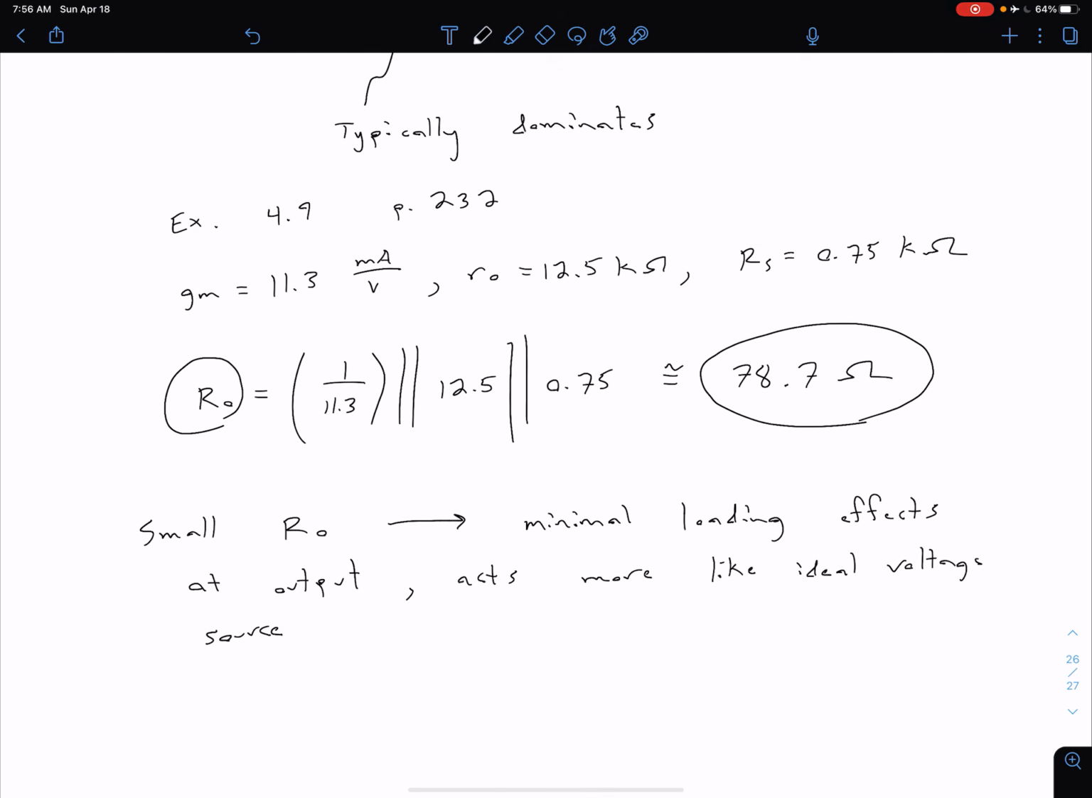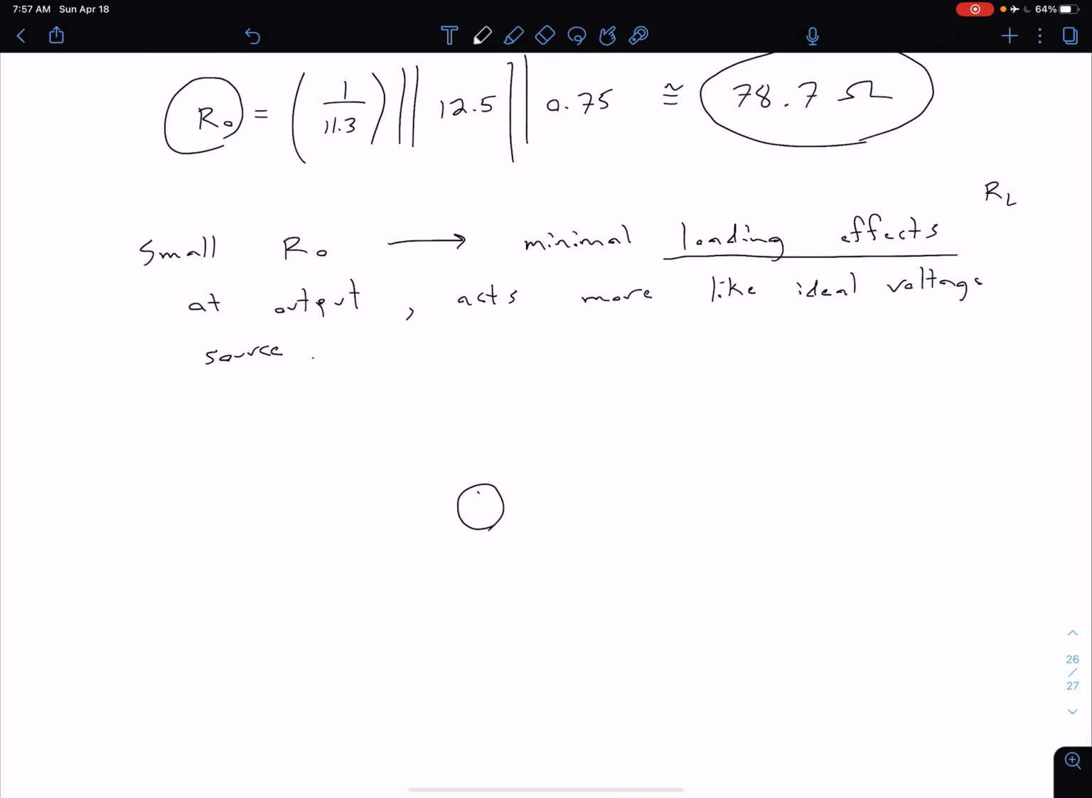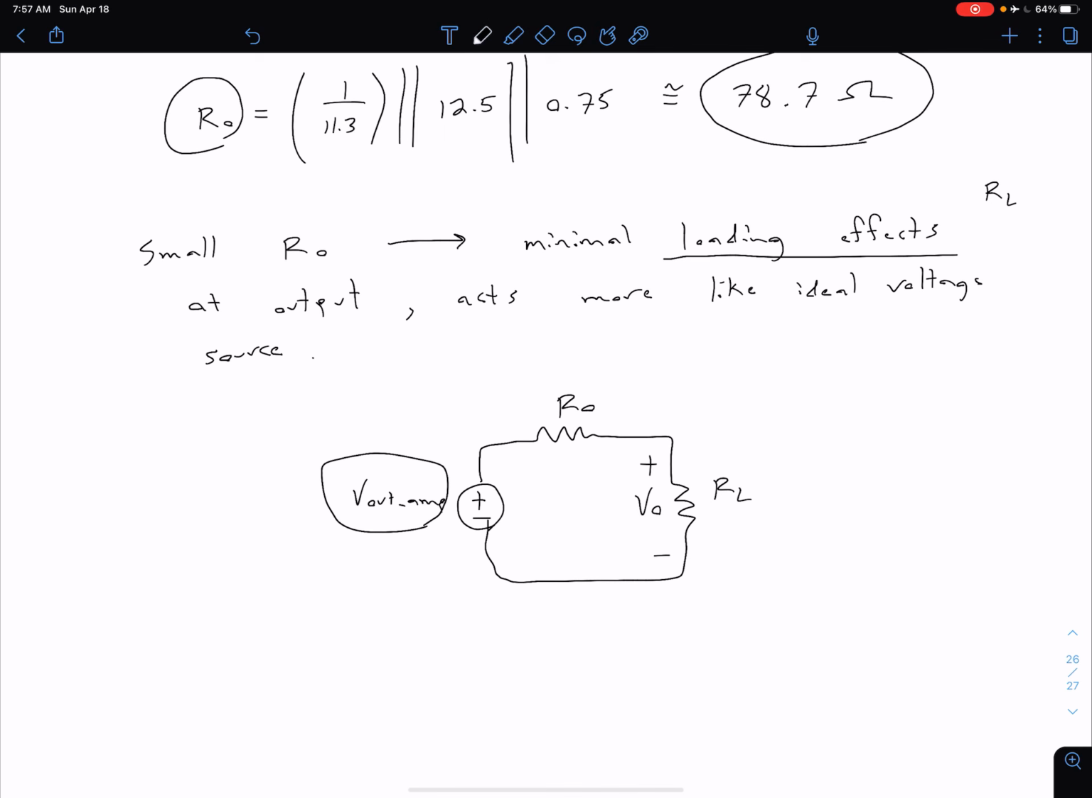And so of course that's compared to something like a common source configuration where we had a moderate to high output resistance, in which case we would have relatively significant loading effects. But of course our loading effects are ultimately going to depend on what our load resistance R sub L is. And so we can go back to our basic circuit representation. If this is some output resistance of our amplifier, so V out amplifier, and then we have some output resistance of the amplifier and some load resistance in parallel, so this is R naught and this is RL. Well, if we want this overall V out to be as close as possible to our V out amp, then we want this R naught to be small.